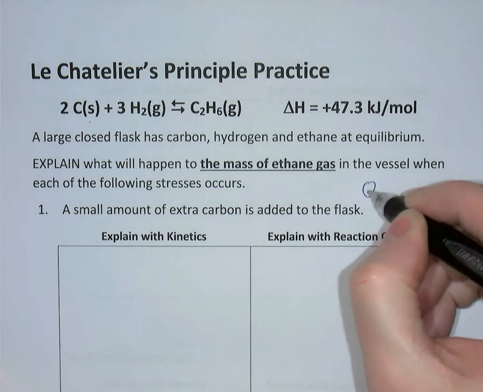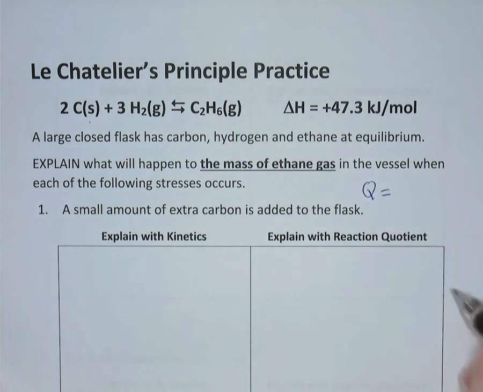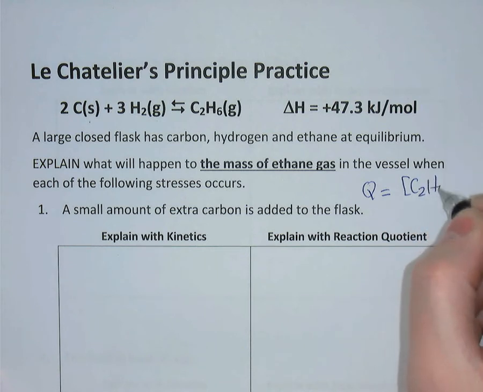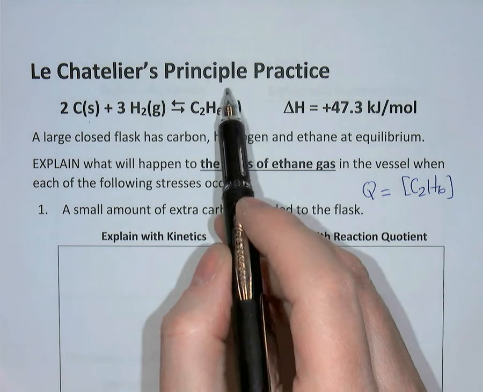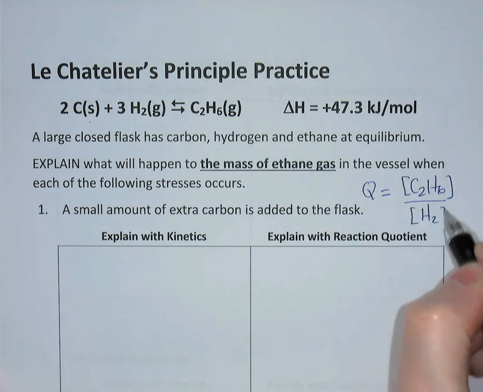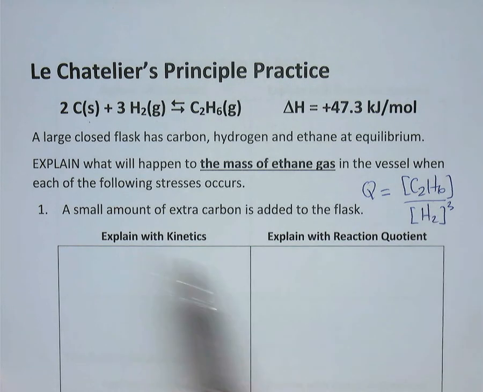Let me quickly write the expression for Q. So Q is equal to the concentration of the ethane, C2H6, raised to the power of 1, divided by the concentration of hydrogen to the power of 3. And again, I've omitted the carbon because it was a solid. It's not part of the expression for Q.